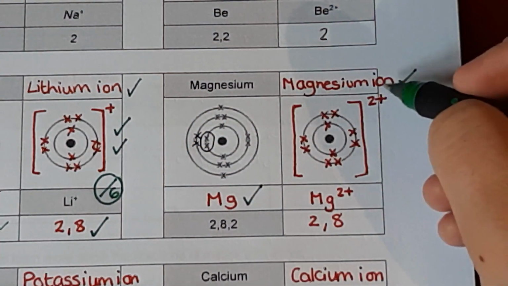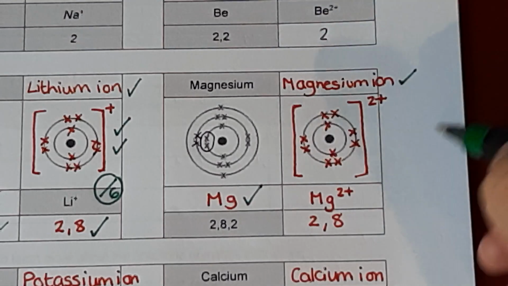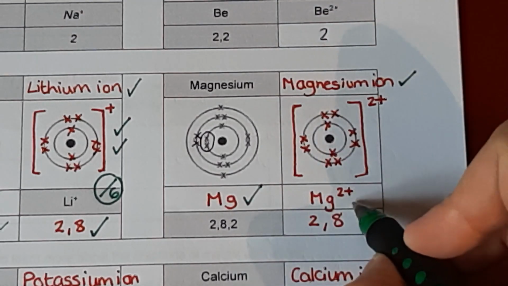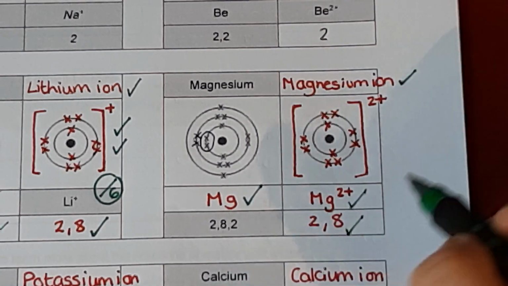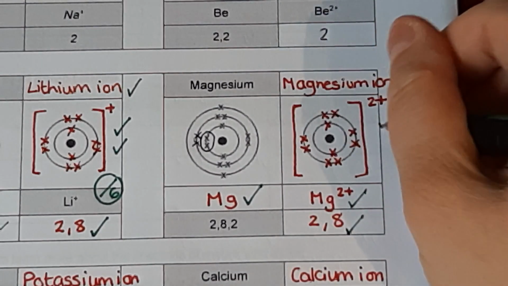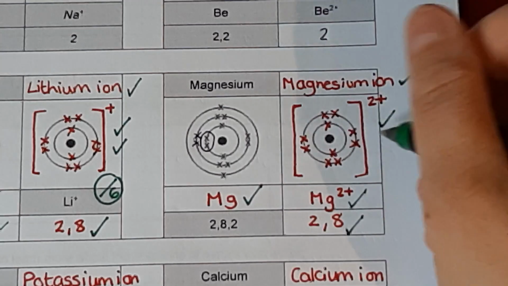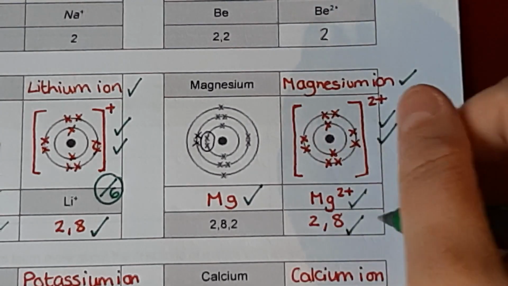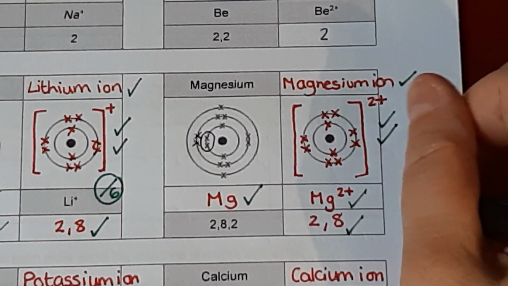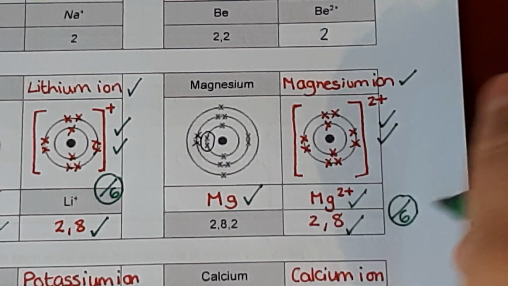And when it becomes a magnesium ion, it loses those 2 outer electrons to become Mg2+, with a configuration of 2 on the inner shell and then 8 on the next shell. And you get 1 mark for the correct arrangement of crosses here, and 1 mark for drawing the big bracket with 2+ on the outside. So for magnesium, it's also a mark out of 6.